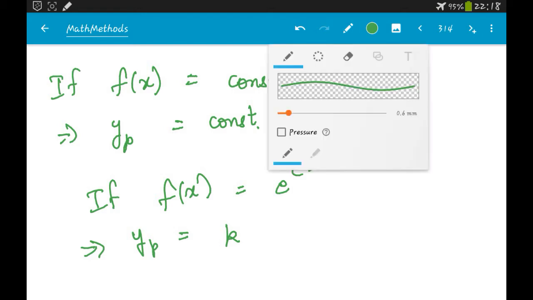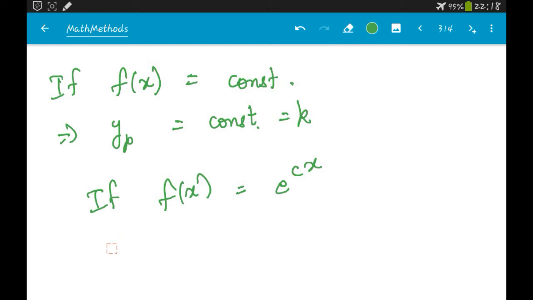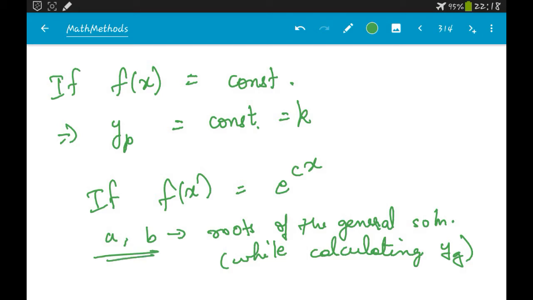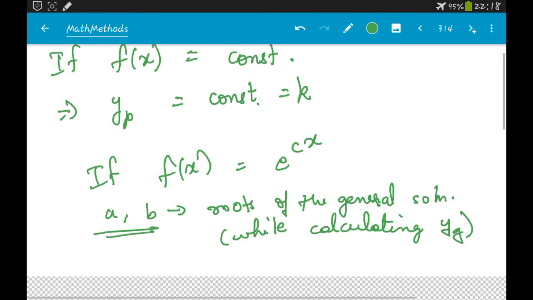Okay, so now one has to see. If f of x is of the form e power cx, you have to see that you had two roots for the differential equation when you calculate the general solution. So those roots are, let's call a and b the roots while calculating yg. Okay, so a and b are the roots. Now you have to check what a and b are in relation to c.